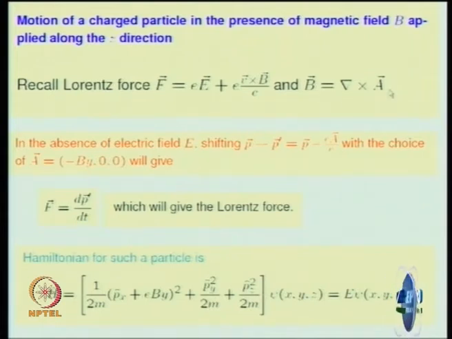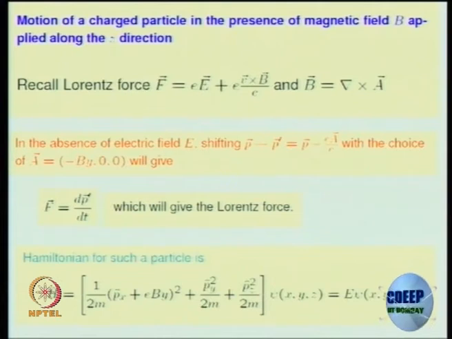Curl of A, if you do, you should get Bz to be B. How do we separate the wave functions? Definitely the Z coordinate is like a free particle. X and Y is coupled. Why? There is a Y term here and a Py term here, and there is also a cross term Px with Y. So, you cannot separate the XY wave function, but you can separate the Z wave function.